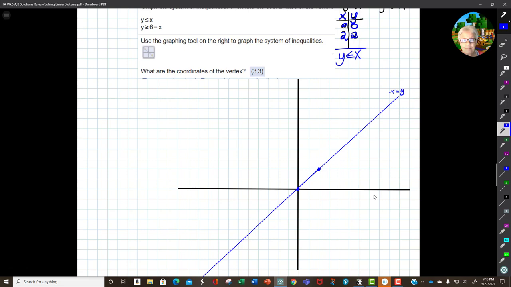What I have to do now is find a test point. This, incidentally, is step 2. A test point can be any point, anywhere, just not on the line. Can't be on the line. But you can choose a point anywhere.